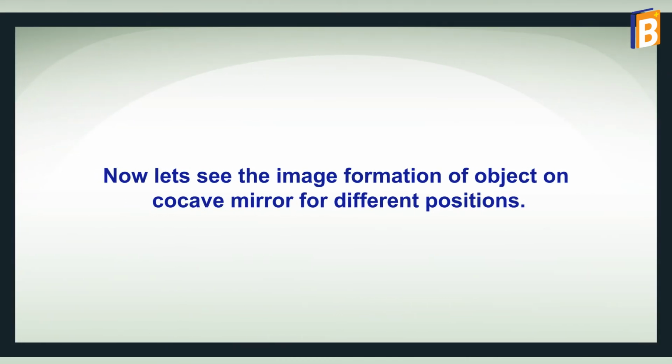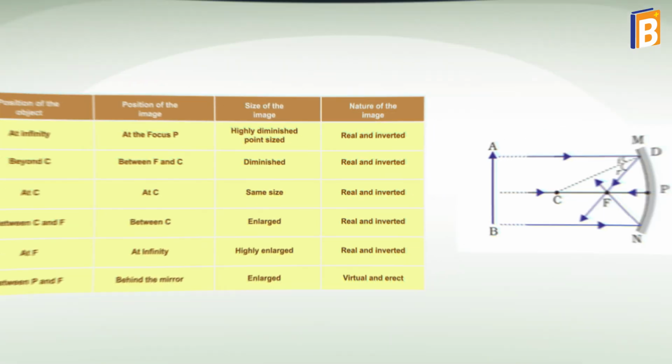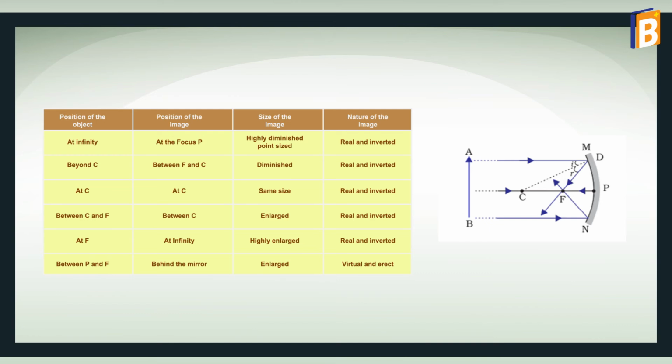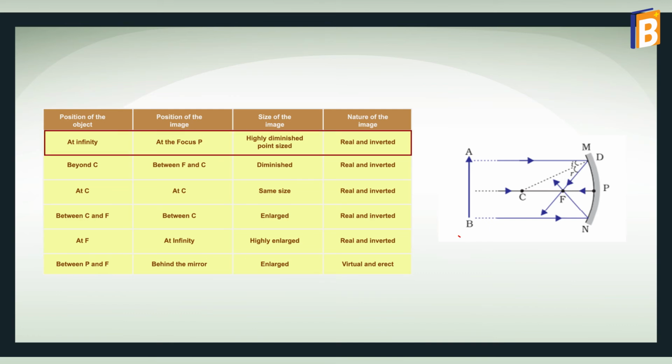Now let's see the image formation by a concave mirror for different positions of the object. The first position is when the object is at infinity. Then the image will be created at focus F. The size of the image will be highly diminished and point sized. The nature of the image will be real and inverted.